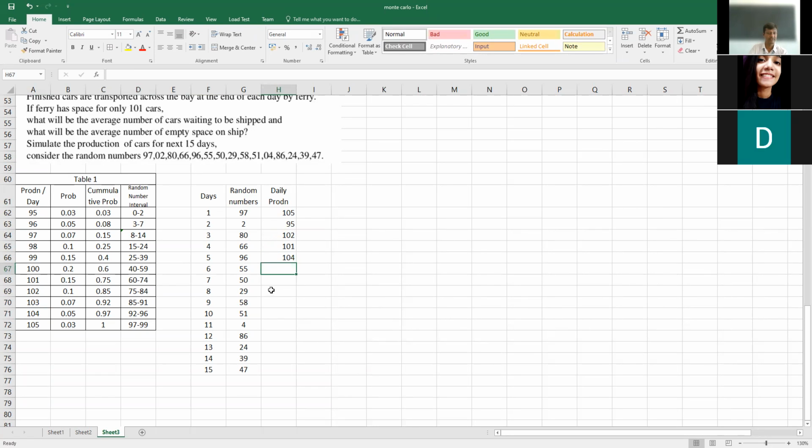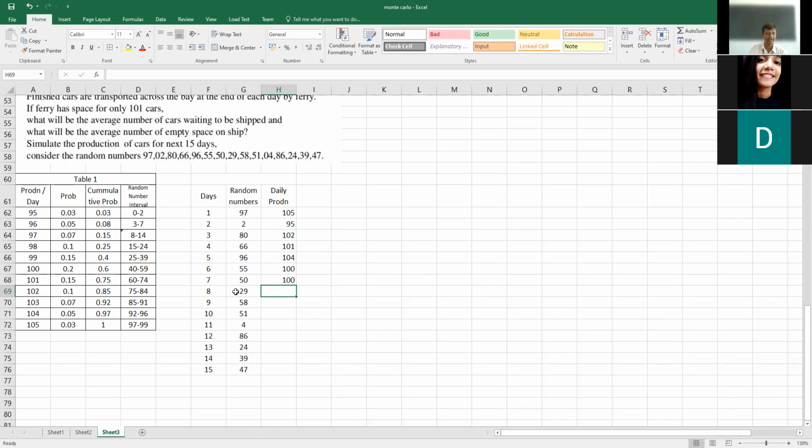And sixth day it is 55. So 55 lies between 40 and 59, so the corresponding production is 100. So we bring 100 here. And for seventh day it is 50. 50 again comes between 40 and 59, so again we get 100 production on that day.